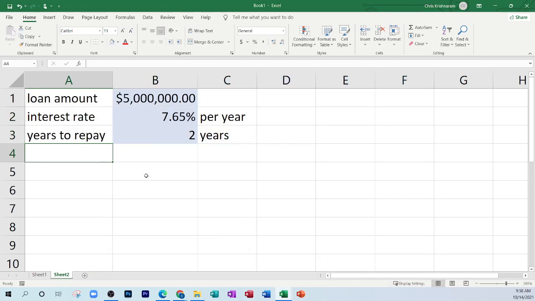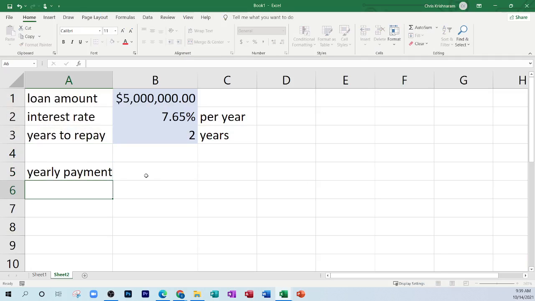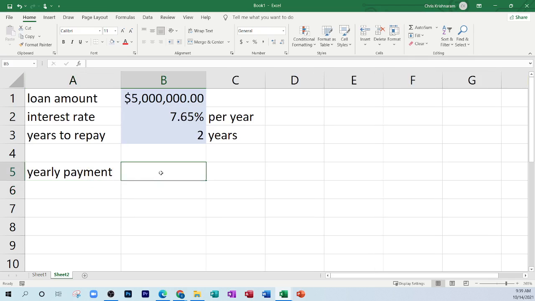Now, PMT has two ways of calculating. We can do a calculation based on the yearly repayment, or we can do a calculation based on the monthly repayment. Now, by default, I'm going to give some space. This is going to be the yearly payments we're going to look at first. Now, by default, when you use PMT, it's going to give you the yearly repayments.